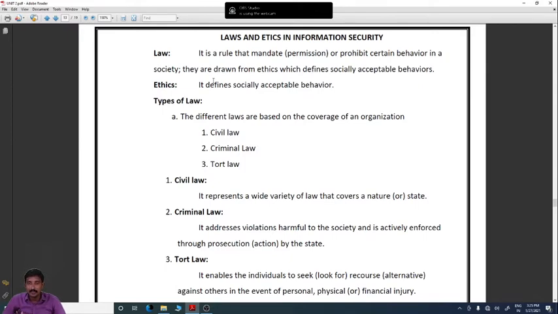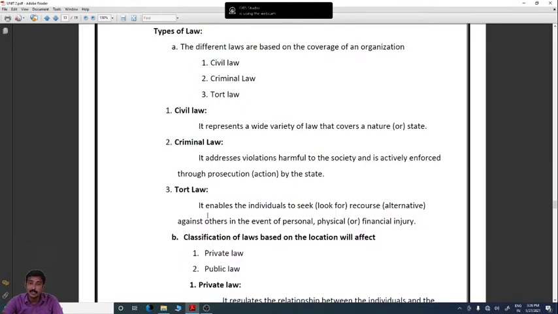Based on coverage, laws are classified as civil law, criminal law, and tort law. Civil law is a wide variety of law that covers the nature or state. The next one is criminal law. Criminal law addresses violations harmful to society, and it is actively enforced through prosecution by the state. The third one is tort law, which allows individuals to seek resources against others in the event of personal, physical, or financial injury. These are the three types of laws.